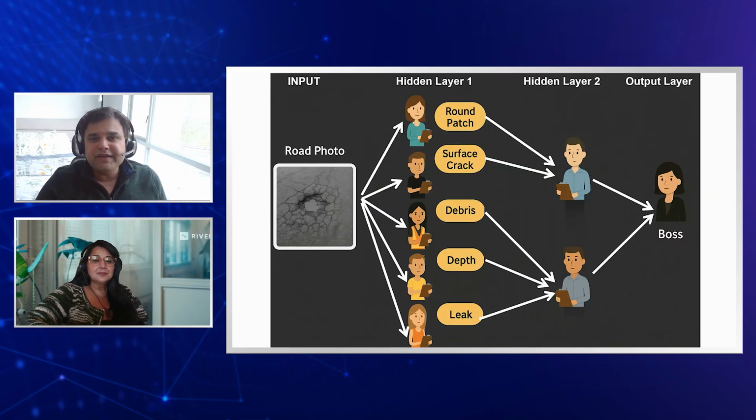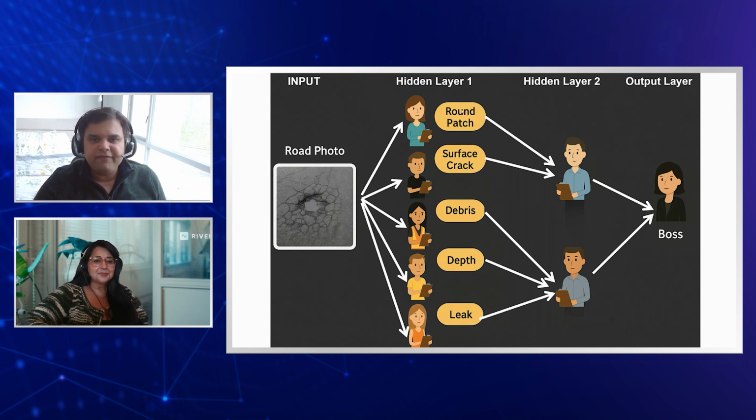So you want to detect a pothole, and think of these hidden layer neurons as junior analysts. One person is just looking for round patches, the other is looking for surface cracks, another is looking for debris, another for depth, leaks, things like that, right? And then they go to hidden layer 2, which is like their manager.